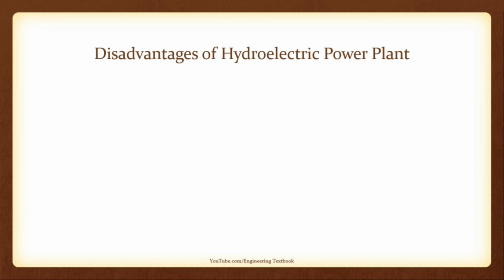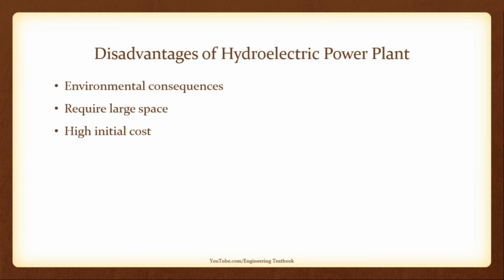Disadvantages of hydroelectric power plant. Environmental consequences. Environmental consequences which are related to interruption of nature due to damming of water, changed water flow, and the construction of roads and power lines. Requires large space. A hydroelectric power plant requires construction of dams, which require large space. High initial cost. It requires a high budget for construction of the dam and installation of the turbine.